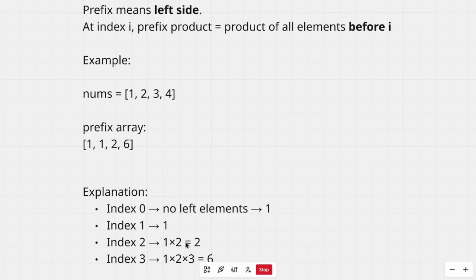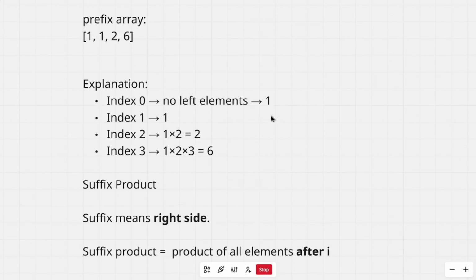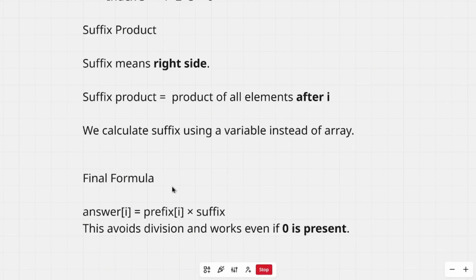So let's see the suffix array. Suffix array means the right side. So suffix product equals the product of all elements after i. We calculate the suffix using a variable instead of an array. So our final formula: the array answer is where we are storing all the answers, the answer array. For that our final formula is prefix of i into suffix. This avoids division and works even if 0 is present.